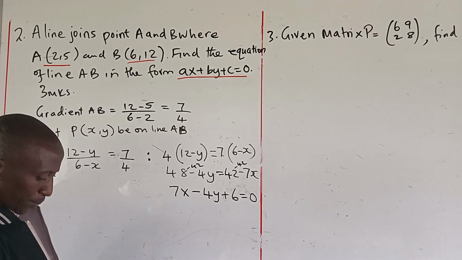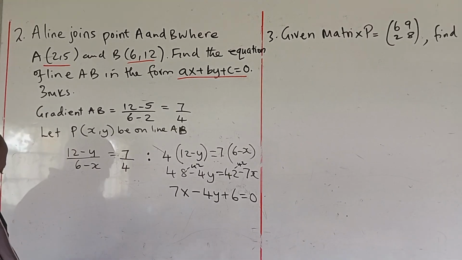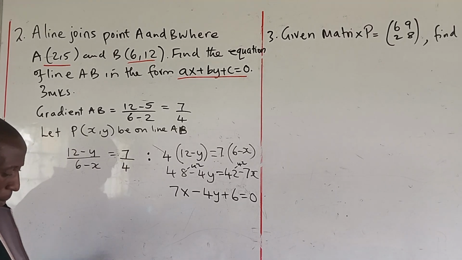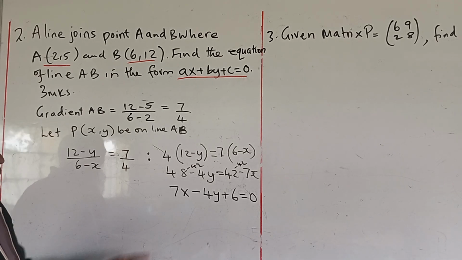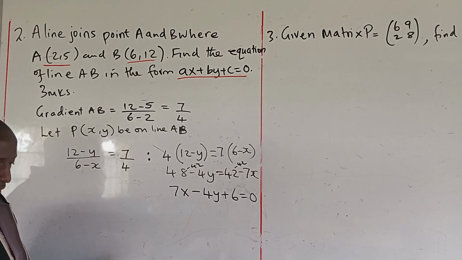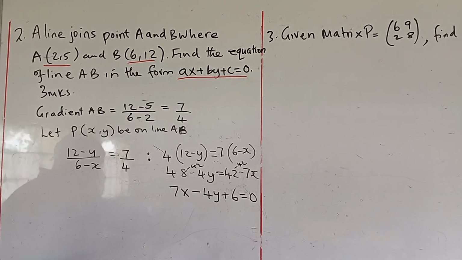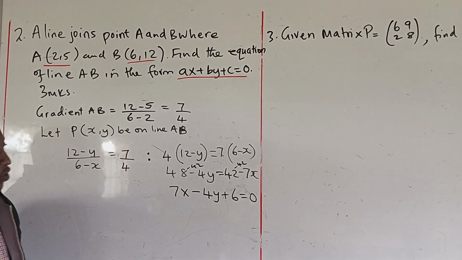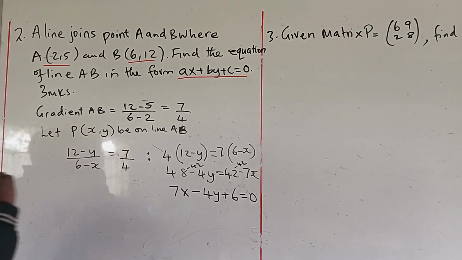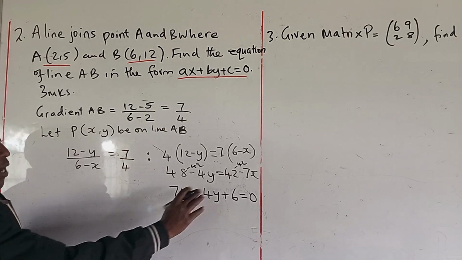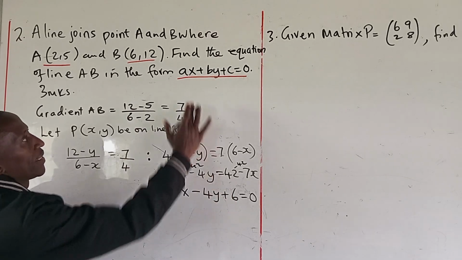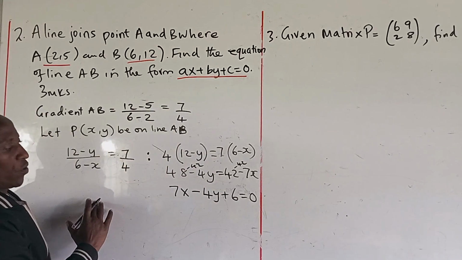7x minus 4y plus 6 is equal to 0. Now, in this case, we have obeyed this kind of rule.